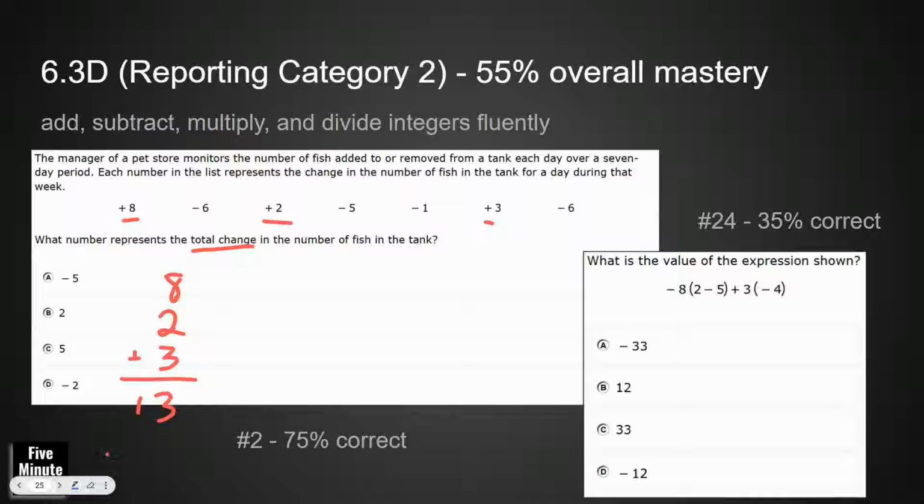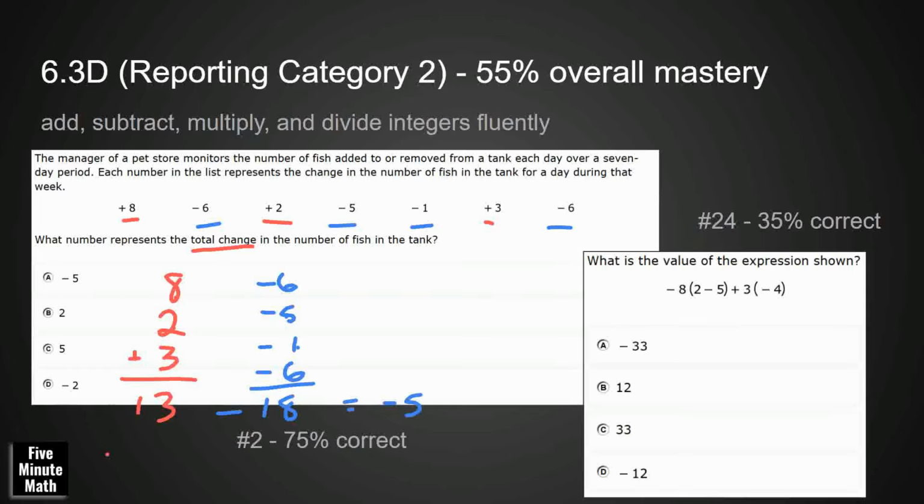And let's take our negatives: -6, -5, -1, -6. Let's figure out how much that is. So 5 and 1 make 6. So basically 6, 6, and 6, that's 18. So I've got 13 minus 18. That's going to be -5. 75% of our students were able to get that.